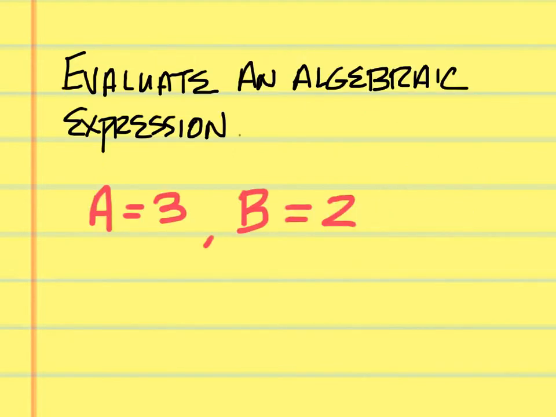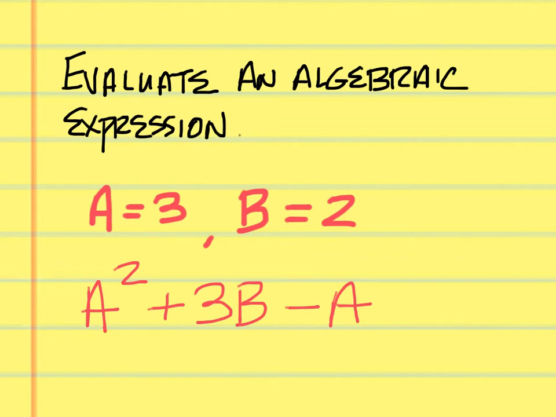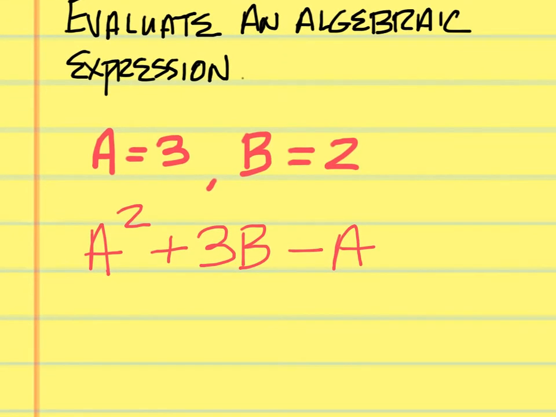If I have A equal to 3 and B equal to 2, and I gave you this expression of A squared plus 3B minus A, and told you to evaluate that, your first step would be to replace each of those variables with the numbers that they are equal to. So instead of A squared, we have 3 squared. Instead of 3 times B, we have 3 times 2. And instead of minus A, we have minus 3.